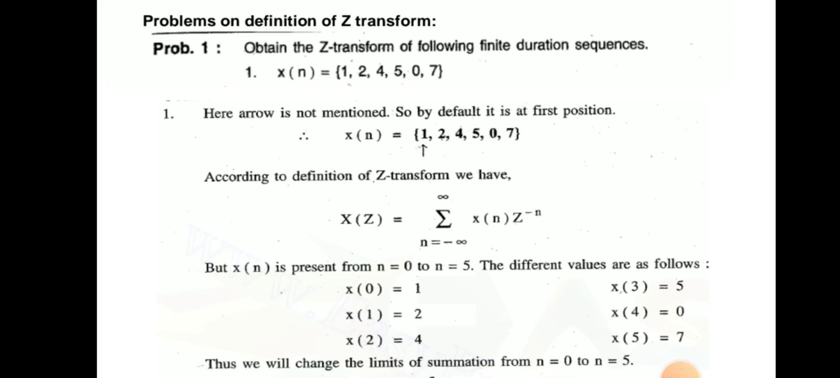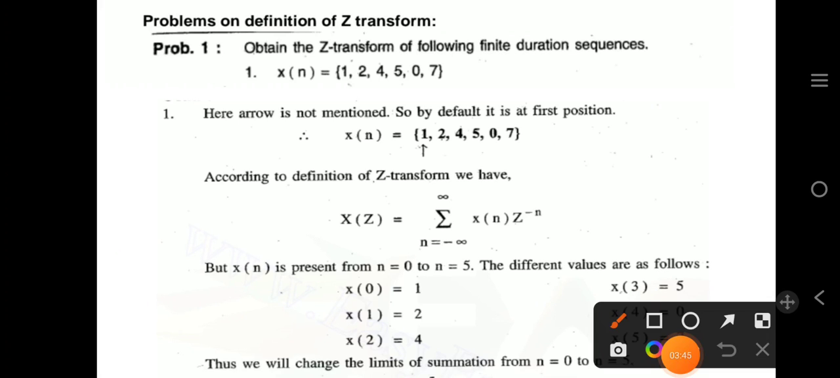Let's start with the first problem. Obtain the Z transform of the following finite duration sequence x of n equals 1, 2, 4, 5, 0, 7. Here the arrow is not mentioned, as I have just explained, so by default it is at the first position. Therefore x of n is equal to, with the arrow represented at the first place, that is at 1.